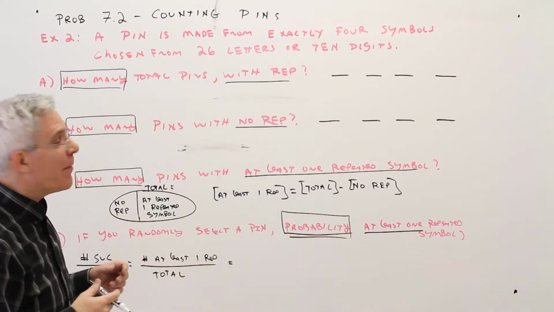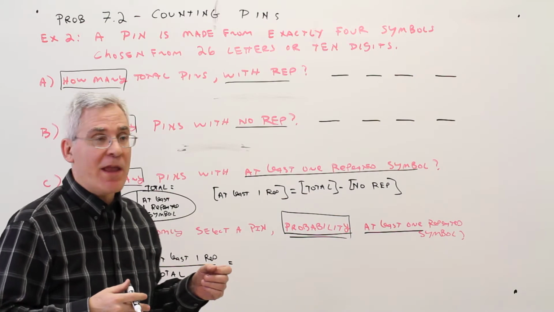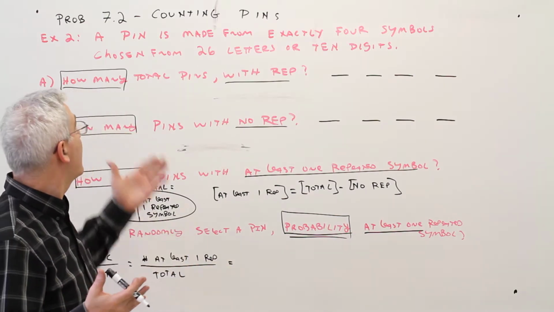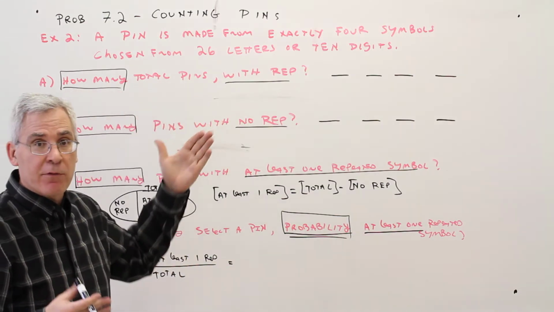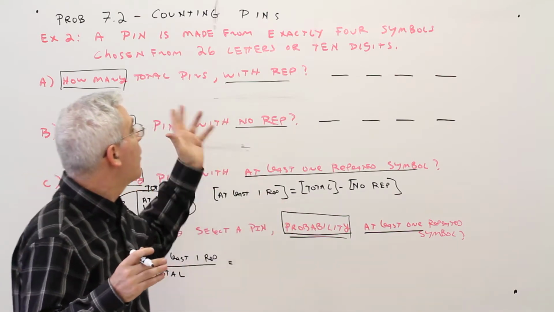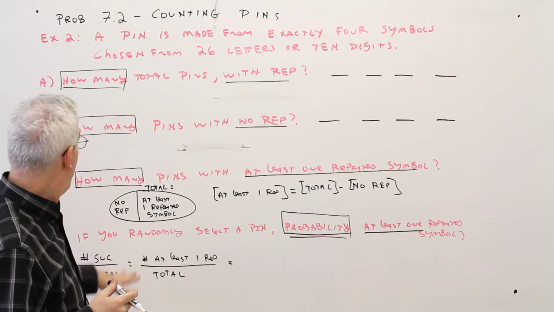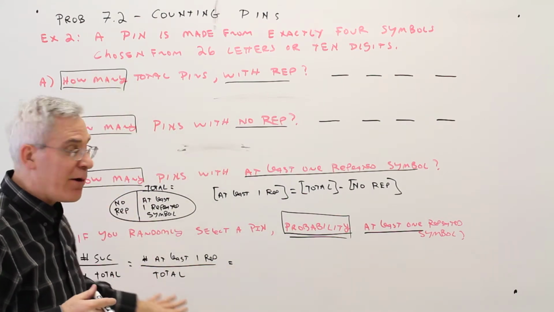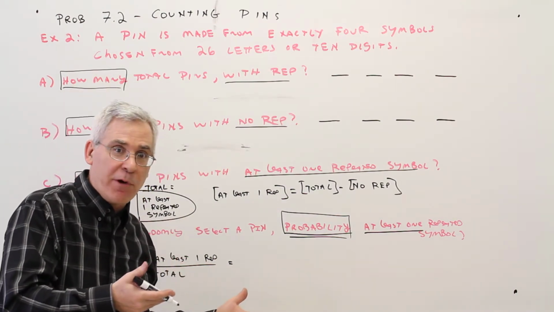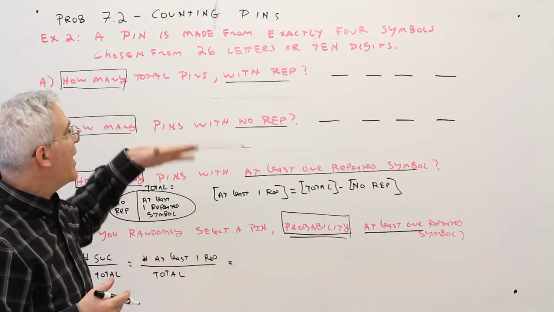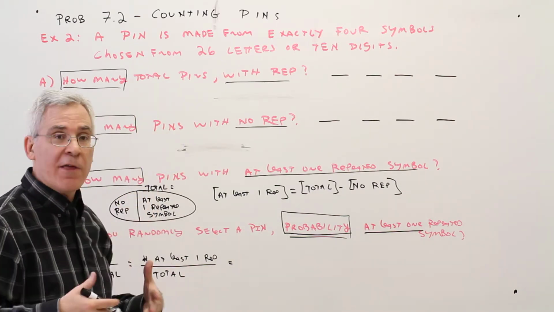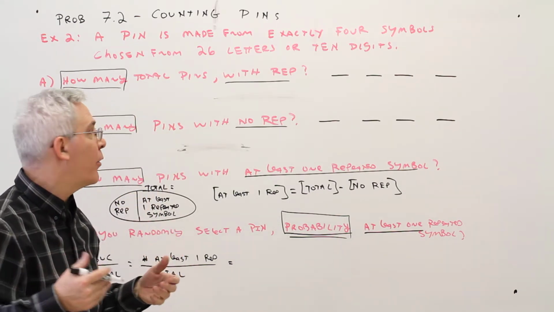All right, example 2. A PIN is made from exactly 4 symbols chosen from the 26 letters, so again we'll assume all caps, or the 10 digits, 0 through 9. All right, there's 4 parts, and the first 3 parts are really leading to the last part. How many total PINs are there with repetition allowed?